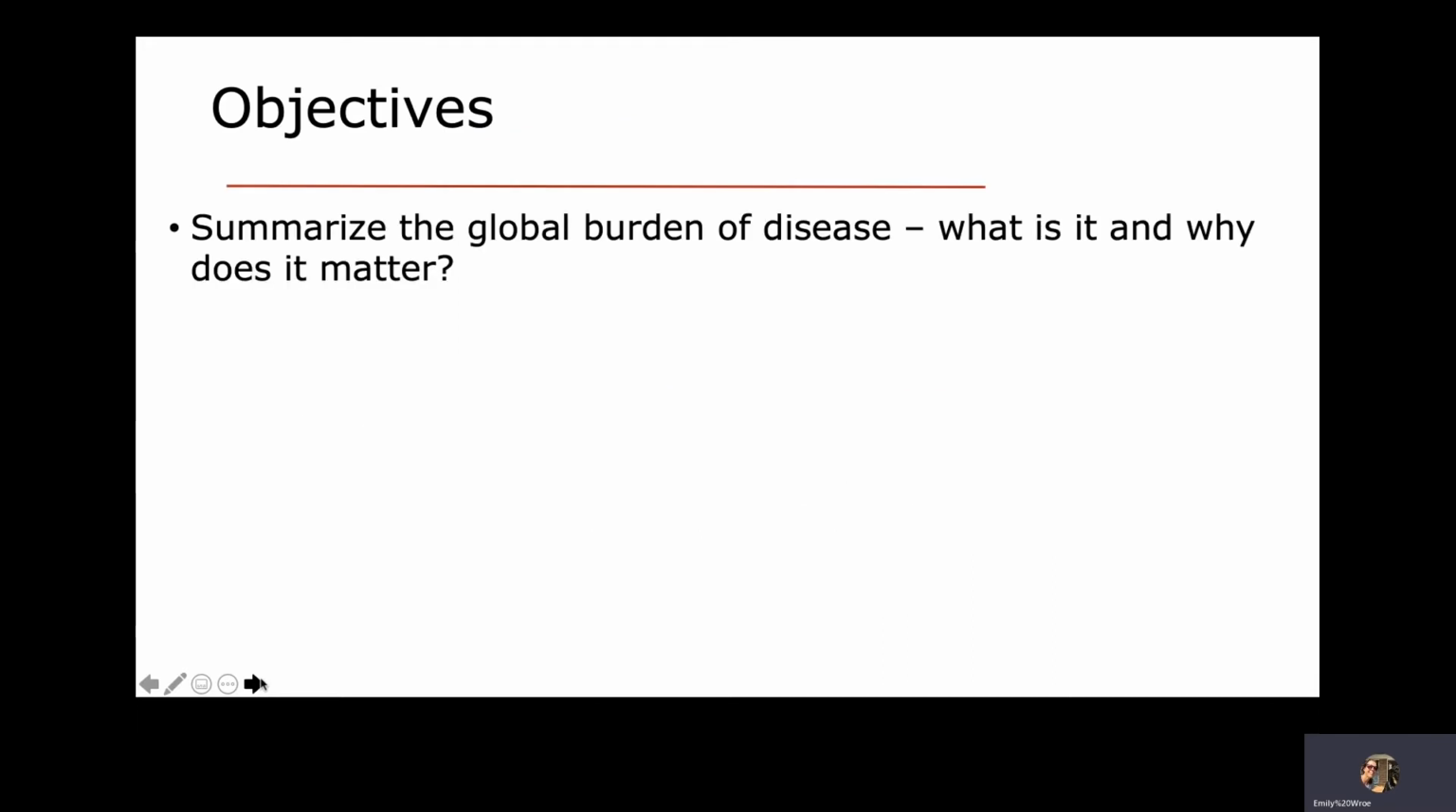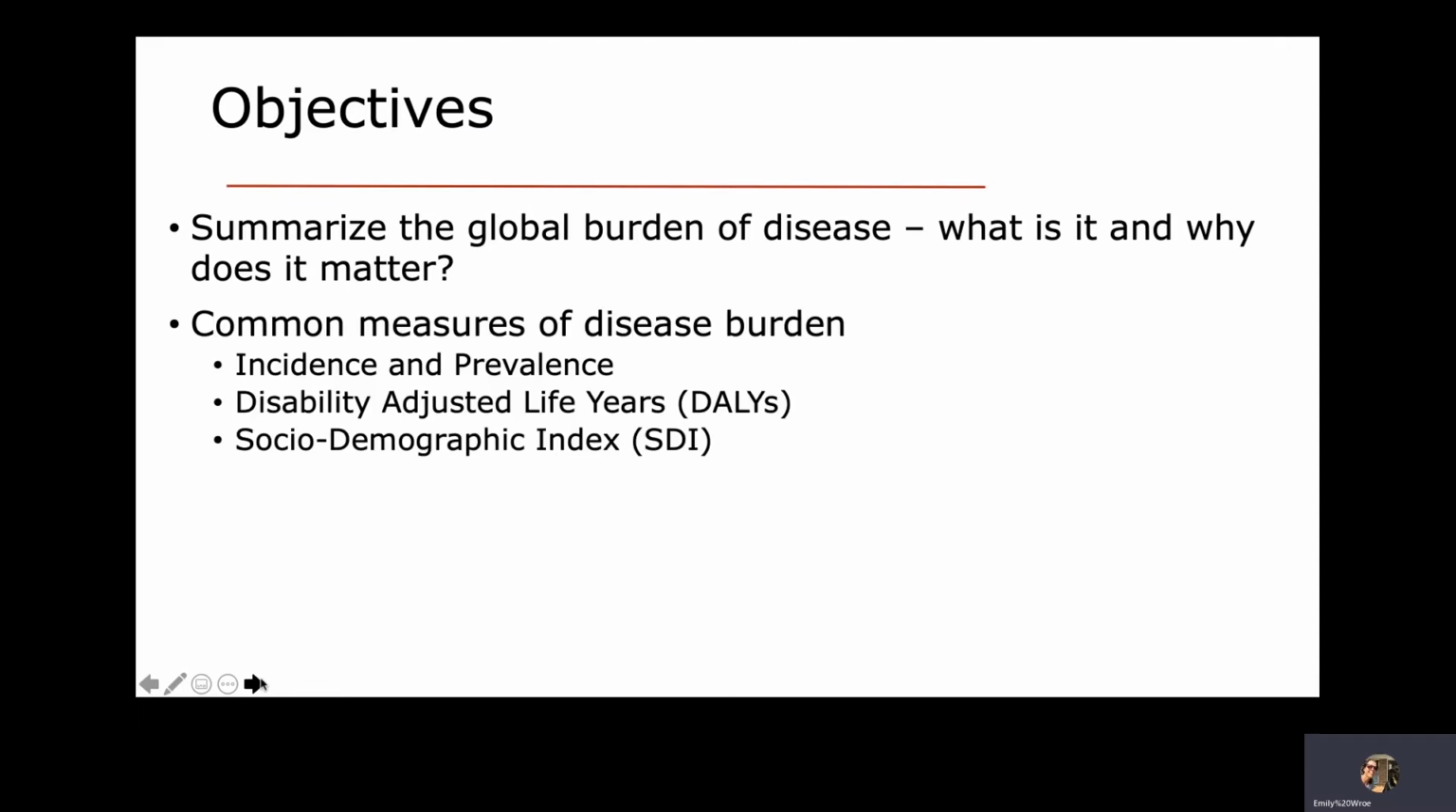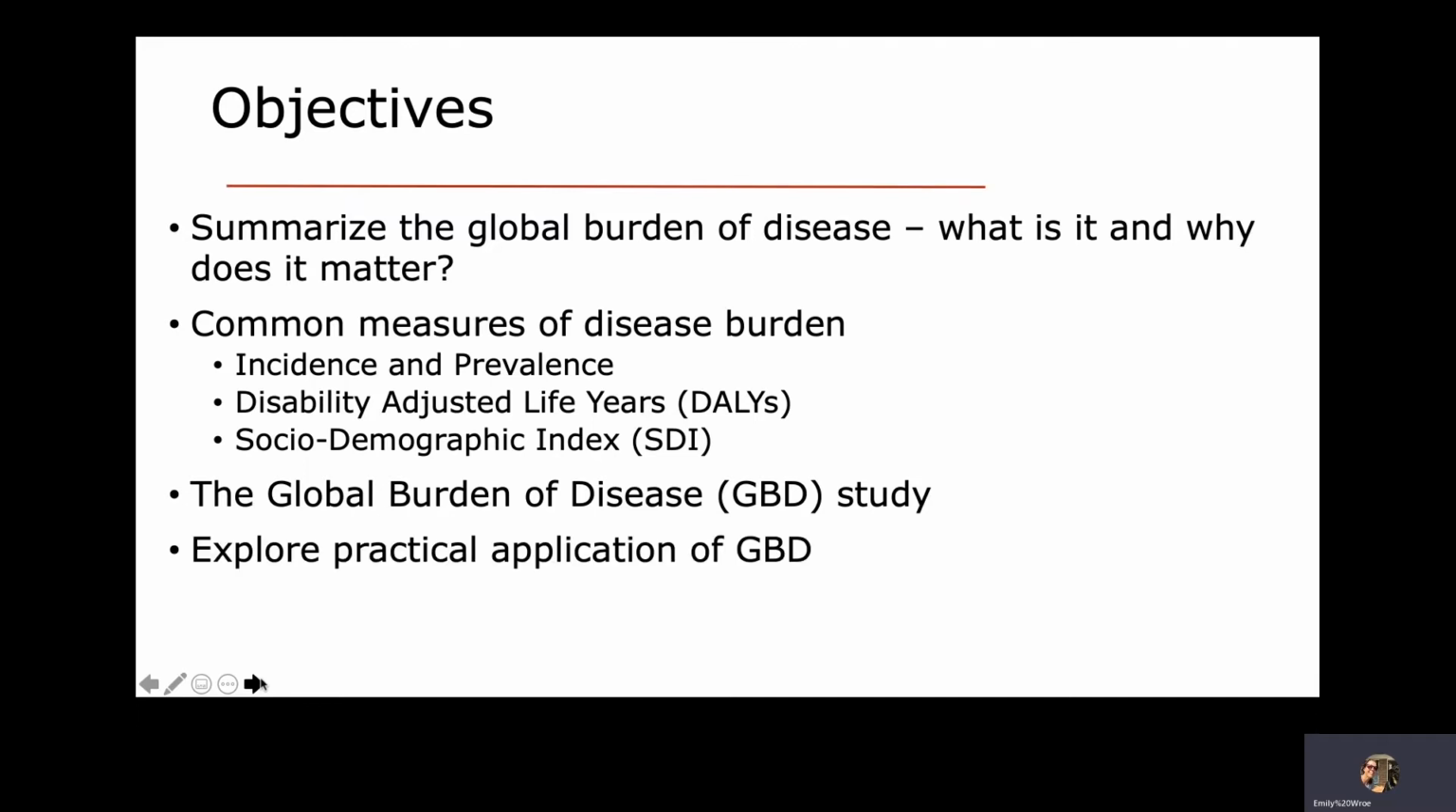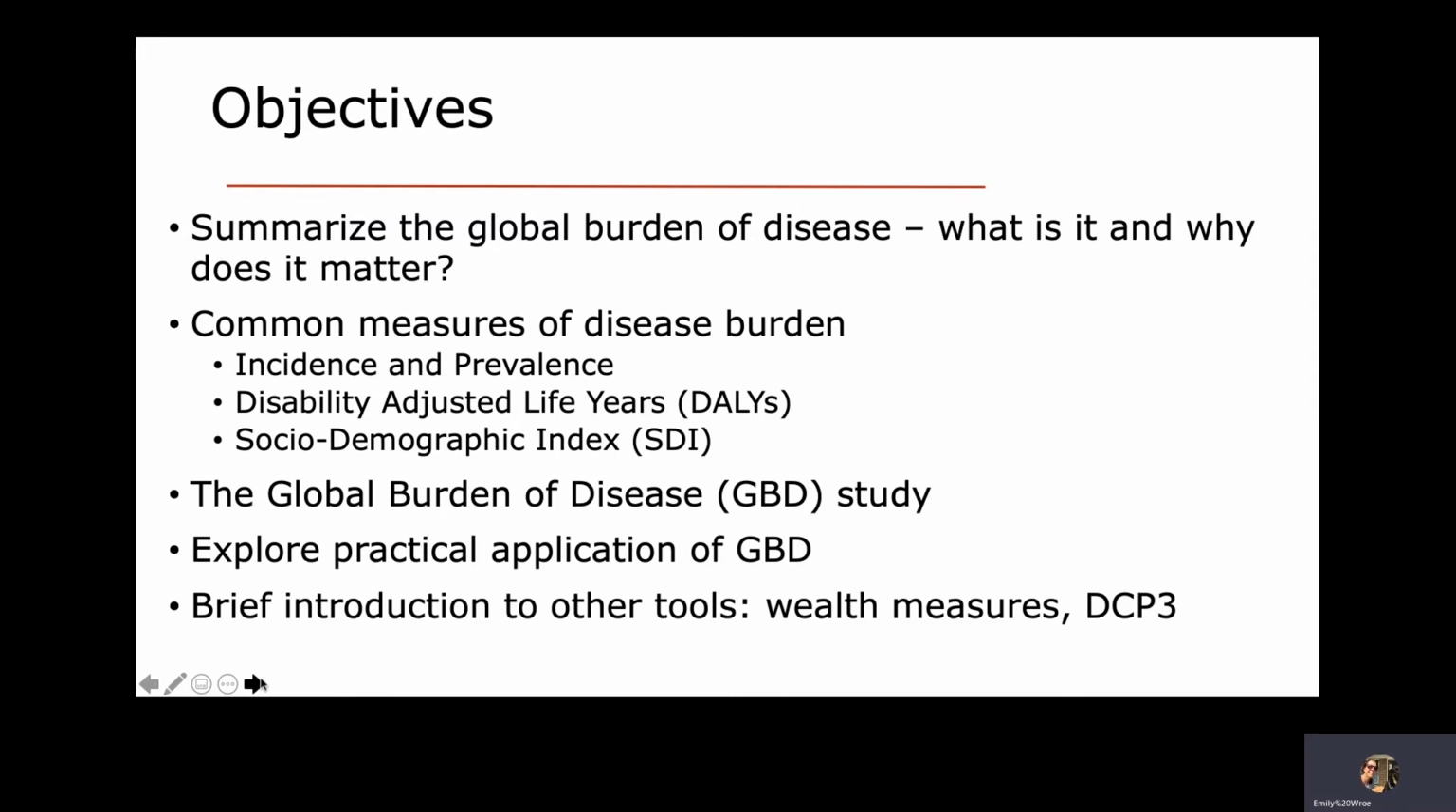So the objectives of this talk are to really summarize the global burden of disease. What do we mean by that and why does it matter? And then to make sure that you're familiar with some of the common measures of disease burden, such as incidence and prevalence and disability adjusted life years. And then we'll use the global burden of disease study as a way to illustrate some of that and look at the practical applications of it, and then some brief introduction to some other tools just to give you a sense of what's out there as you embark on your career in global health equity.